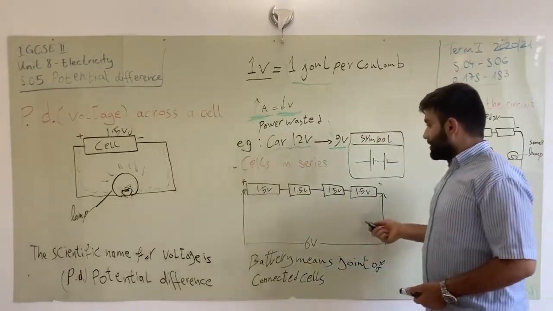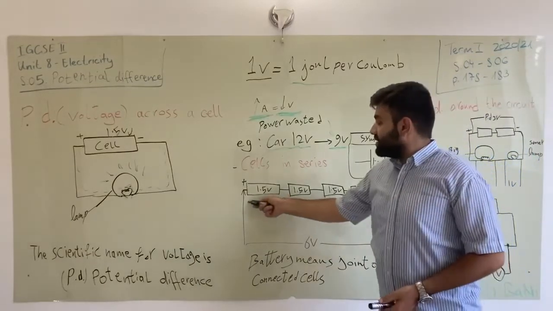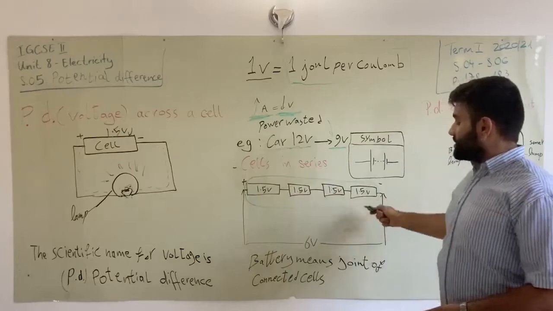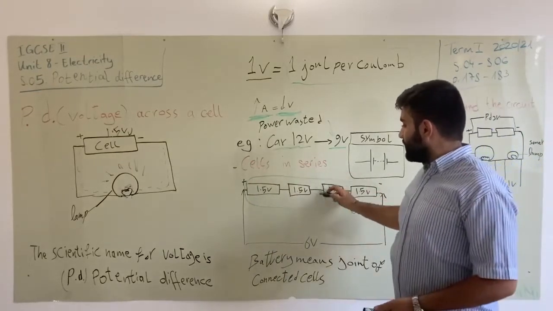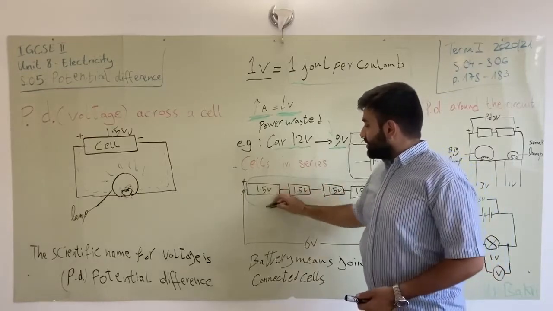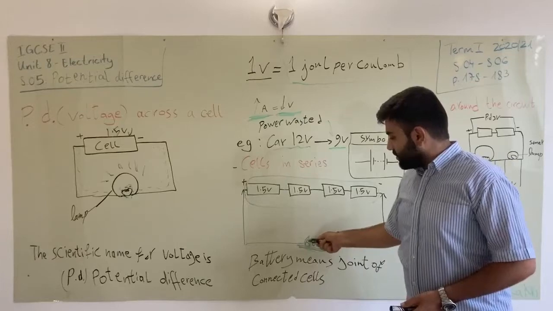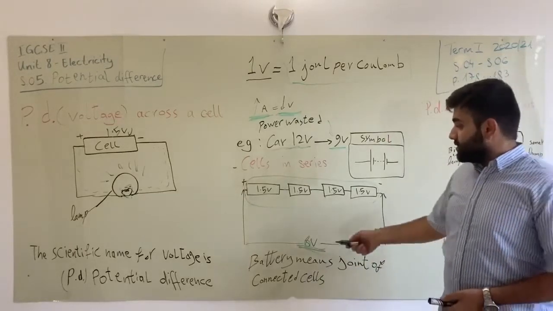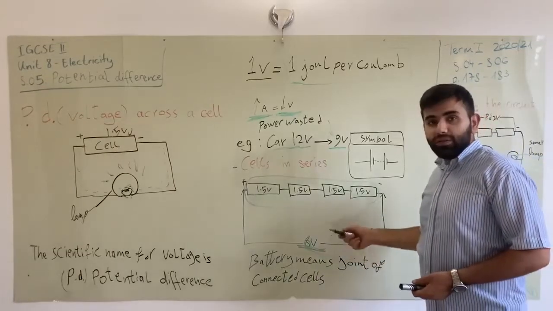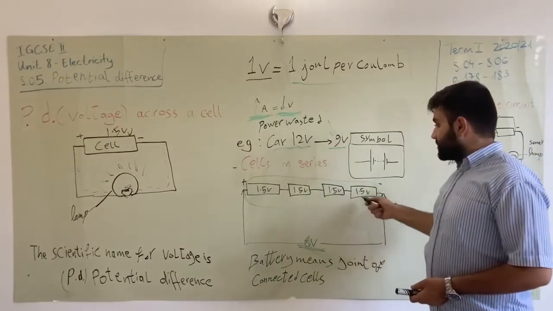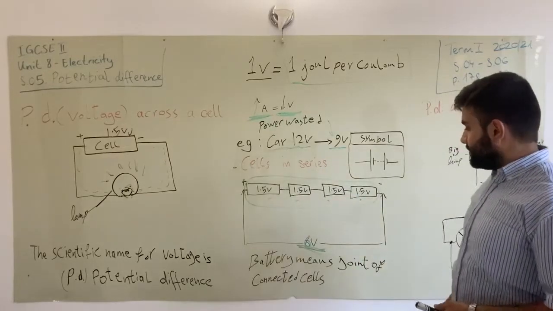So it is actually the battery. It means it's a joint of connected cells. Okay, so every cell is 1.05 volt. That means, in conclusion, the battery is 6 volt. So more cells means more volt in the battery. Let's see, 1.05, 4 times, it's 6.